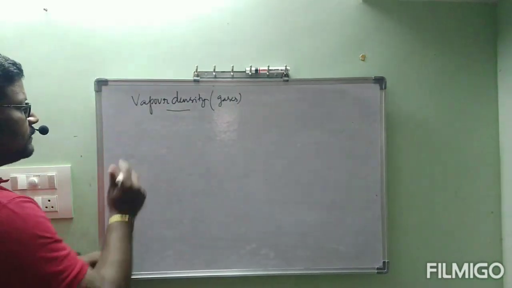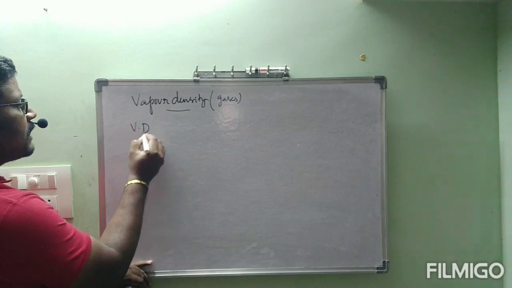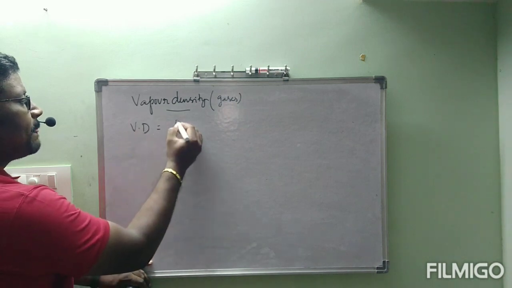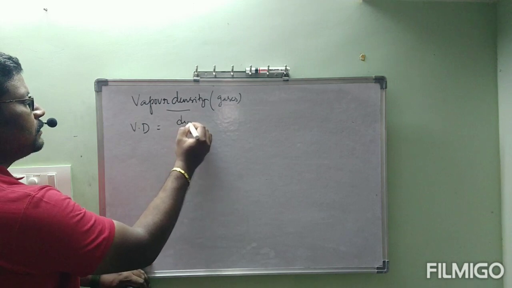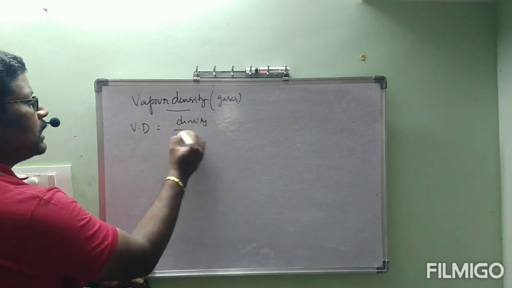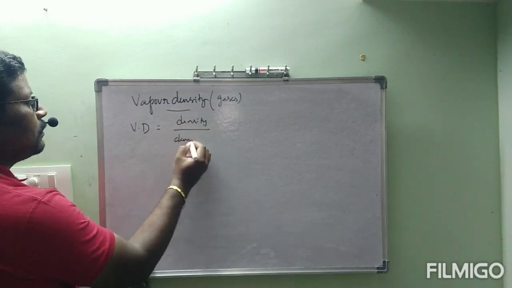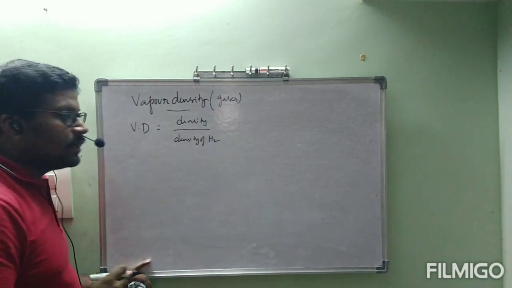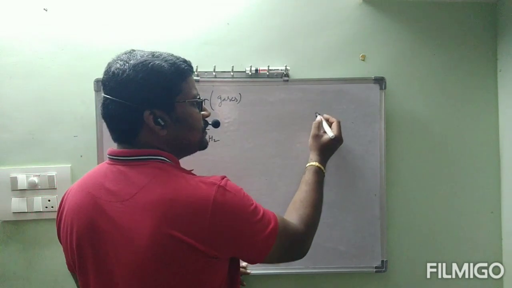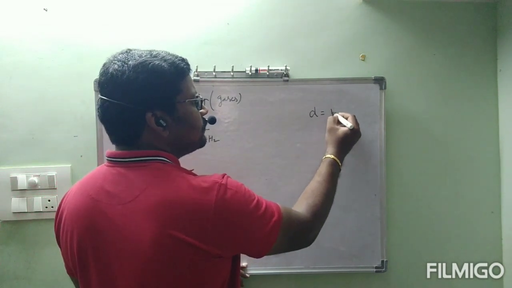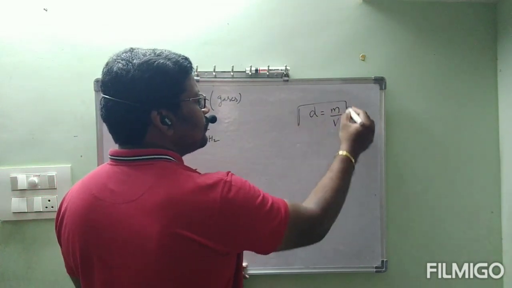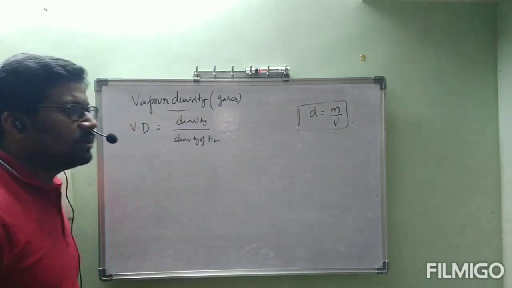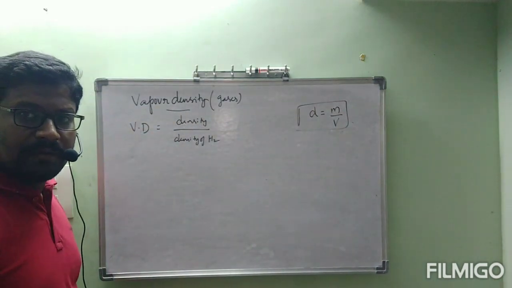In a shorthand representation, I am showing vapor density of the gas is equal to density of the gas divided by density of H2. This is the formula. Now, what is the definition of density? Density is equal to mass by volume. According to physics, we know this definition. Density is equal to mass by volume.